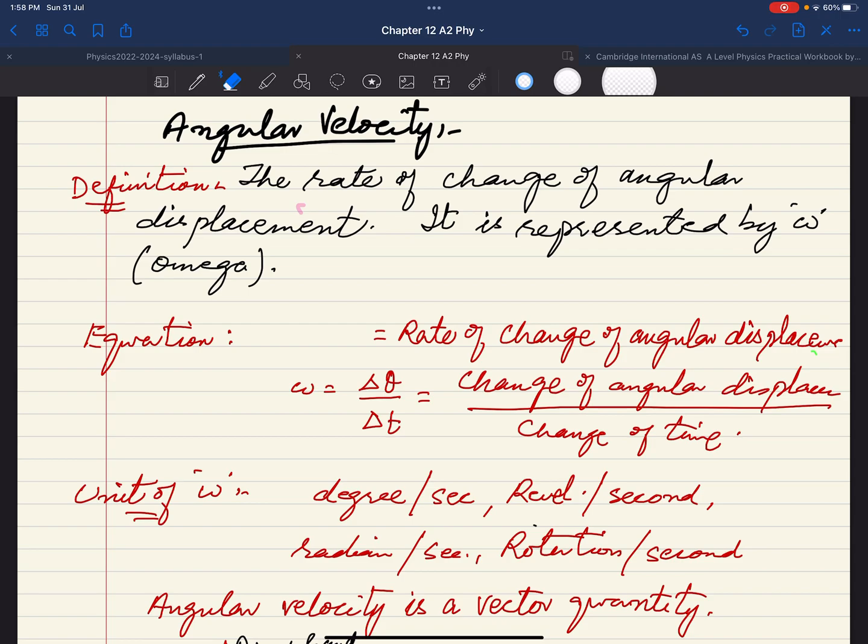Very simply, here we can say, what is angular velocity? It is the rate of change of angular displacement. Rate of change of angular displacement is your angular velocity, and we will represent this by omega.